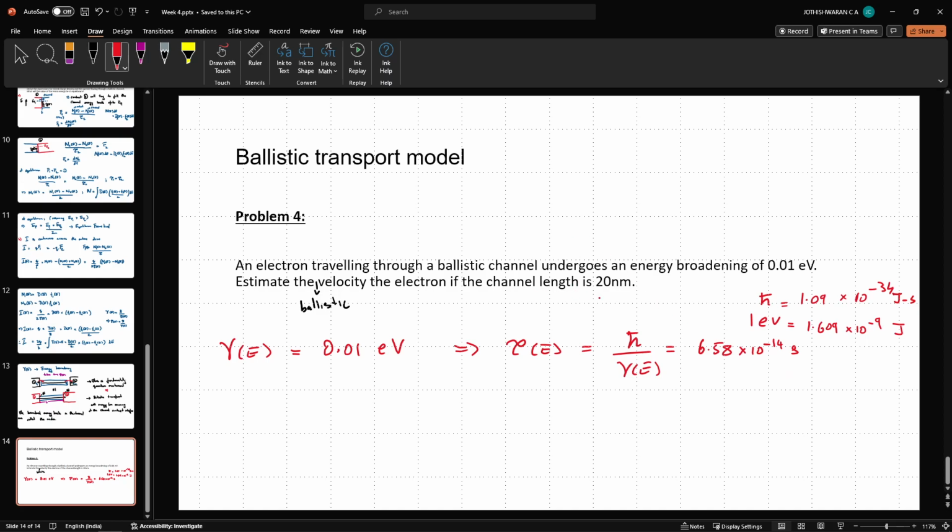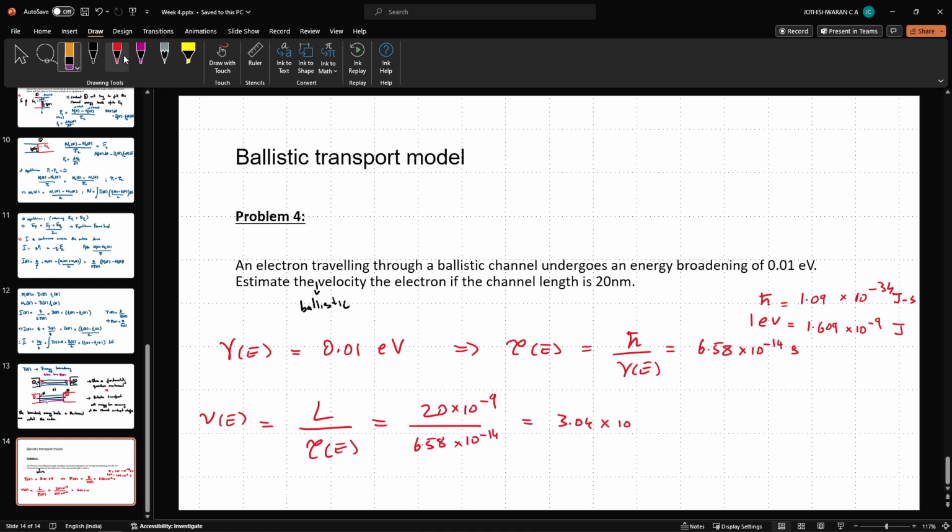Now how we can estimate the velocity is, the length is 20 nanometers. So V ballistic at this energy E is length of the channel divided by tau of E. So that is 20 into 10 to the power minus 9 divided by 6.58 into 10 to the power minus 14. So this will give us a velocity of 3.04 into 10 to the power plus 5. Yes, and this is important.